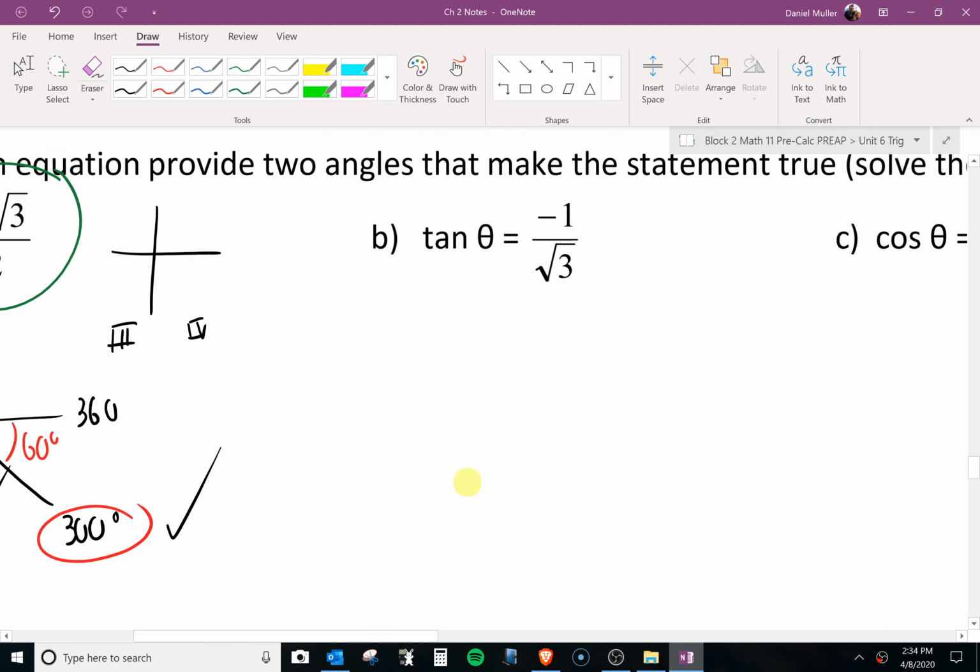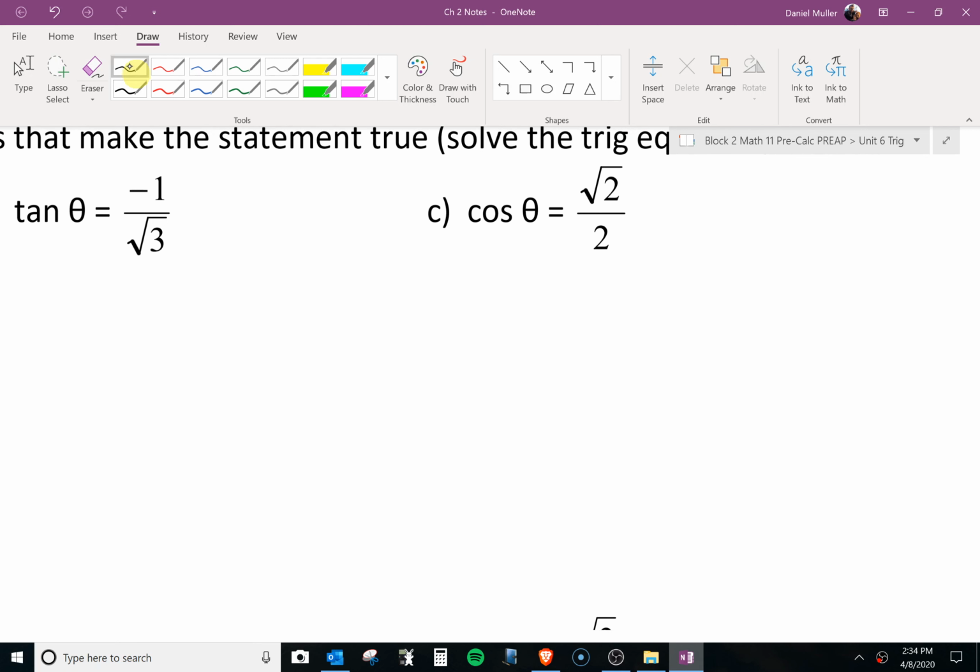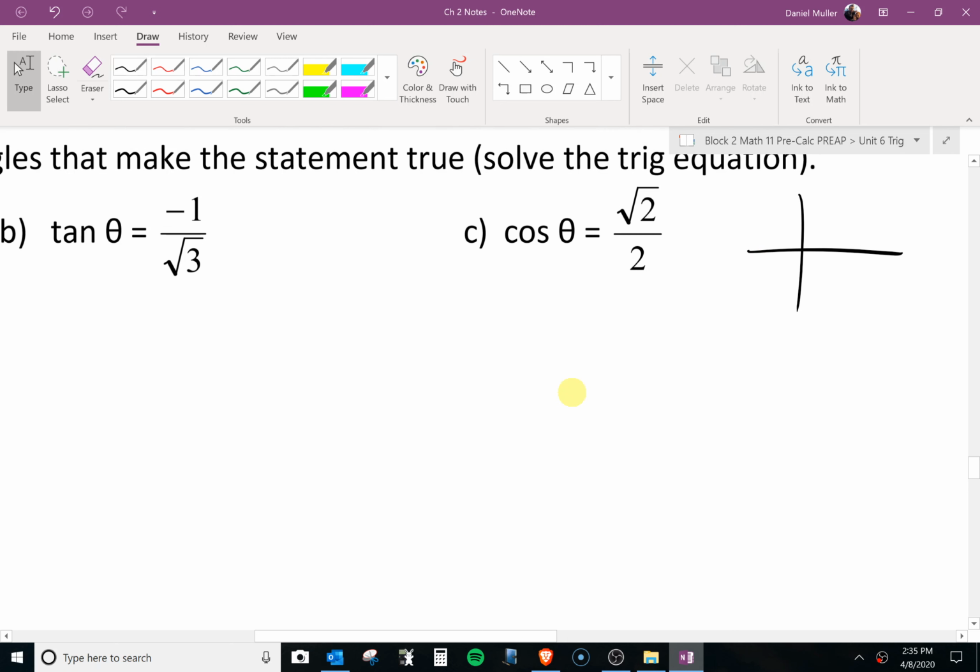I'm going to skip tan. I'll try cosine for a moment. Now cosine here is a positive root 2 over 2. And I always know this, it says find 2 answers. So I know there's 2 things where they're positive and 2 where they're negative. Cosine is positive here and positive here. It's positive in the cosine quadrant, and it's positive in the all positive quadrant. That's why it's called all positive quadrants. So those are the only quadrants that I'm looking for.